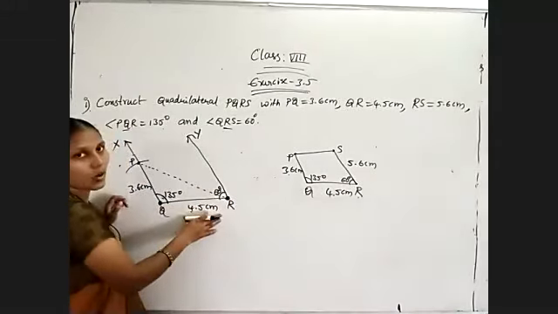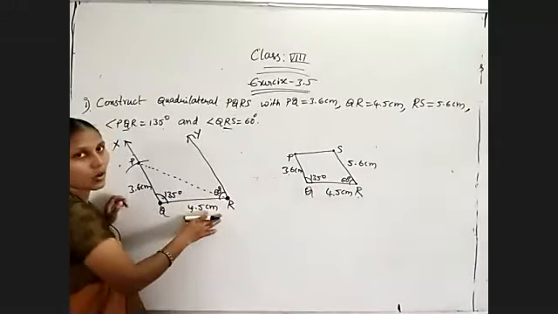That's all. Now R as center with 5.6 centimeters radius, draw an arc. It is S. So 5.6 centimeters. Now we got all this. Just join P and S. So we got the quadrilateral PQRS with the given measurements.